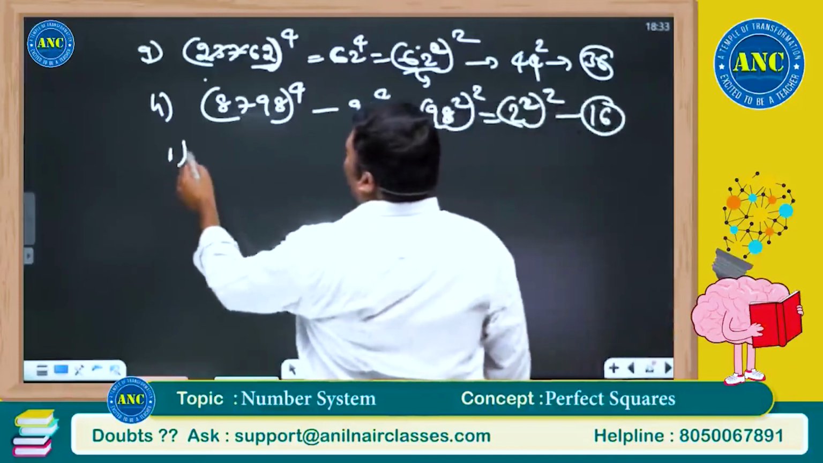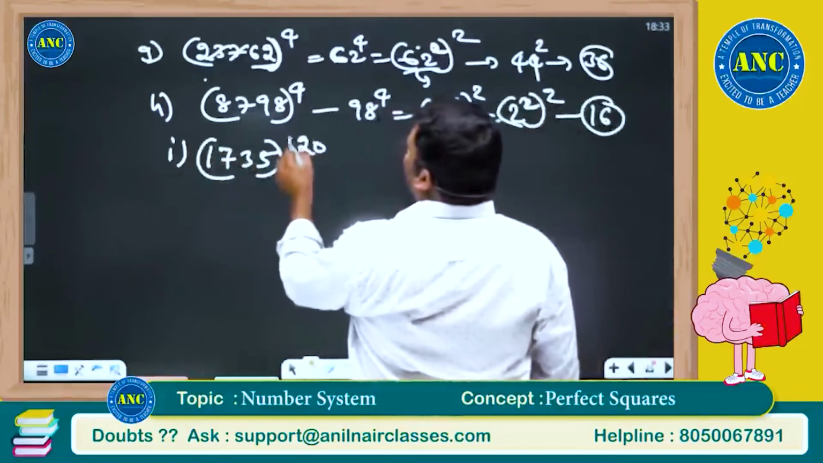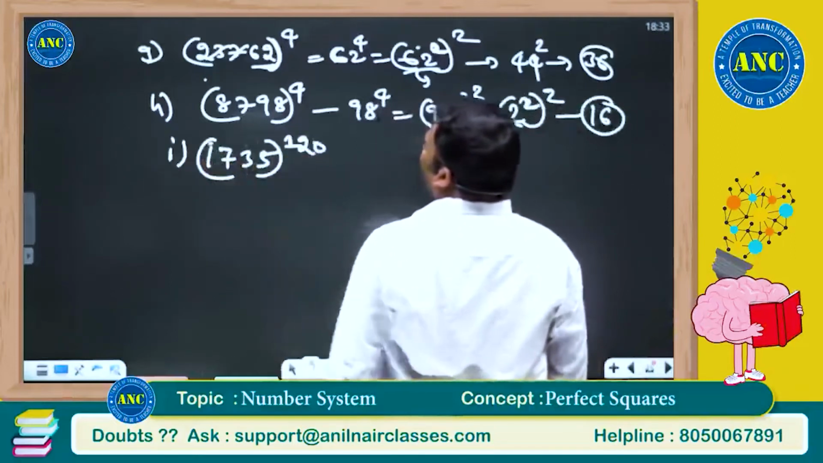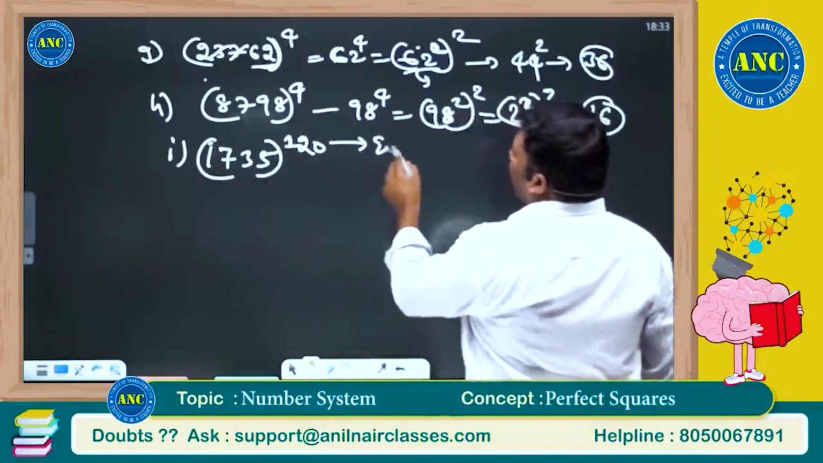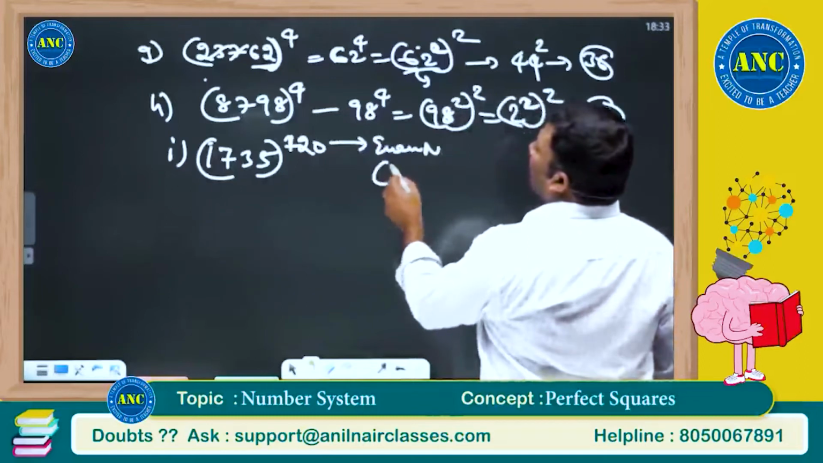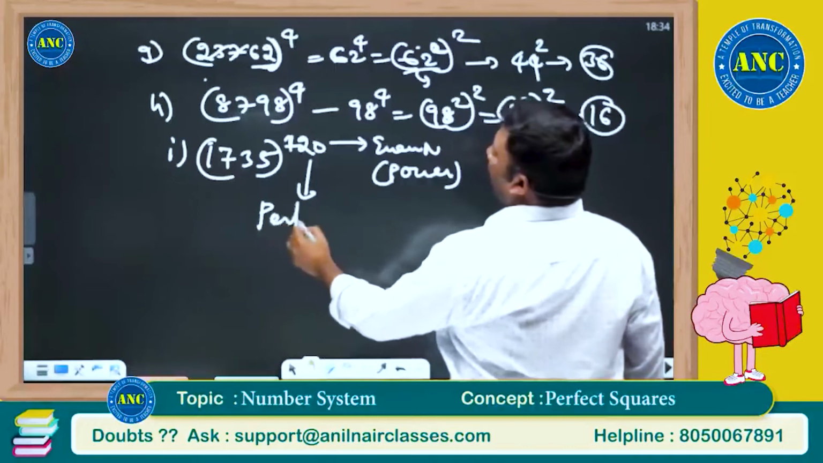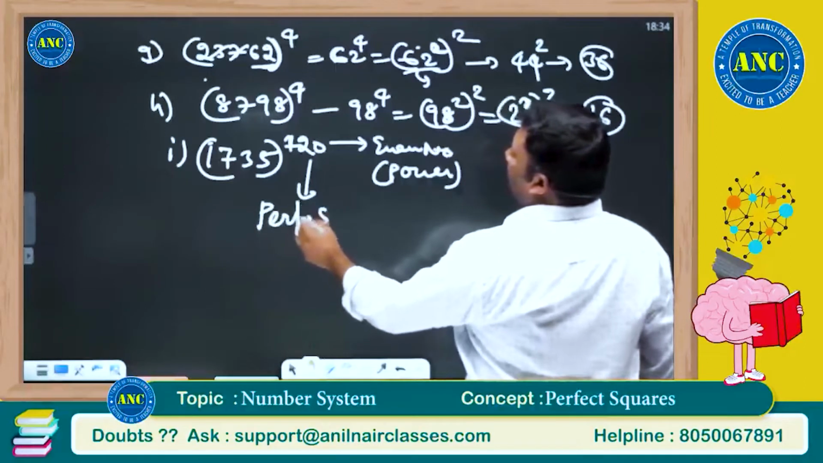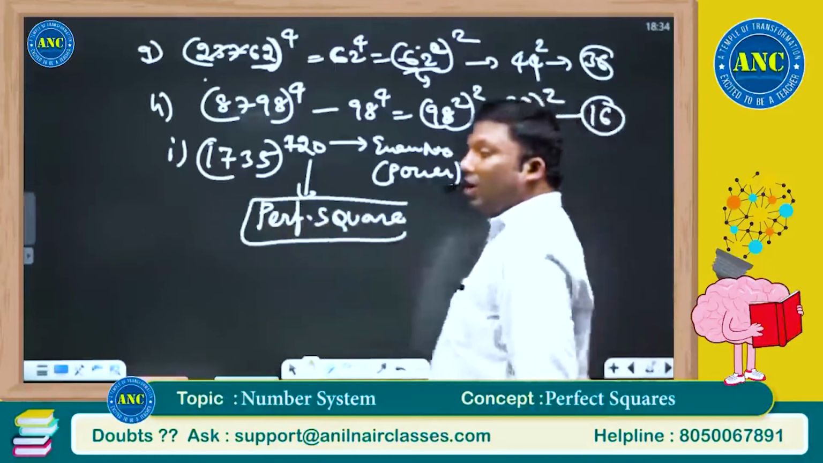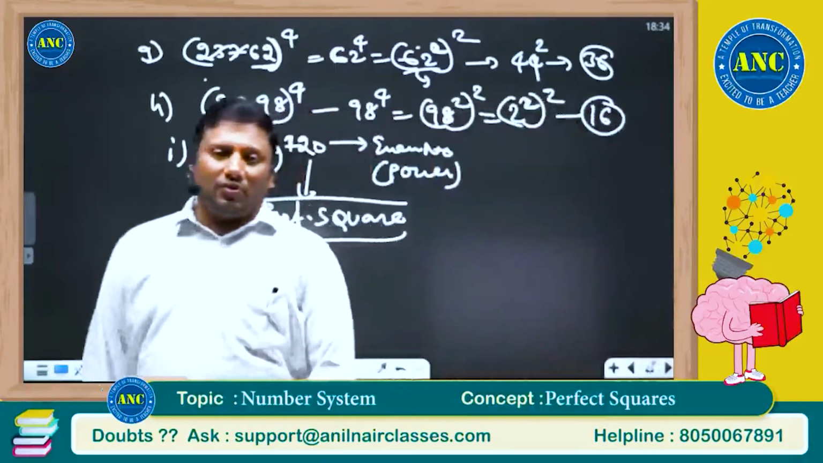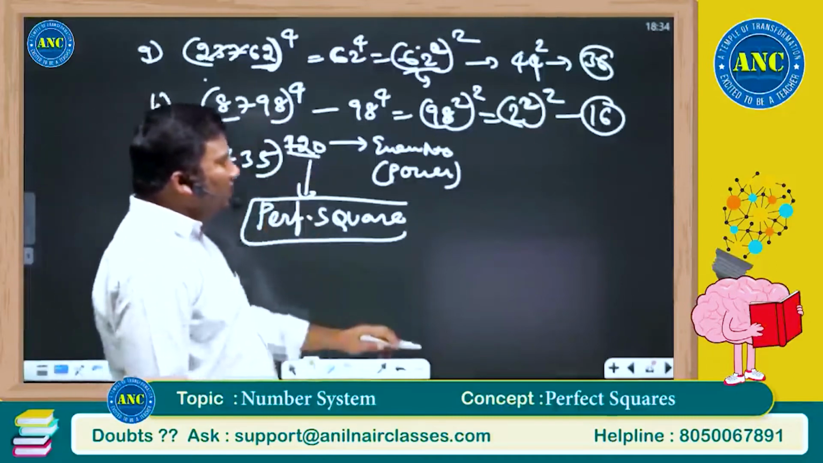Suppose 1735 power 120. Right, power 120. 120 is an even number. If the power is an even number, then the number is a perfect square. Are you all with me? 1735 power 120, the power is an even number, then it is a perfect square.